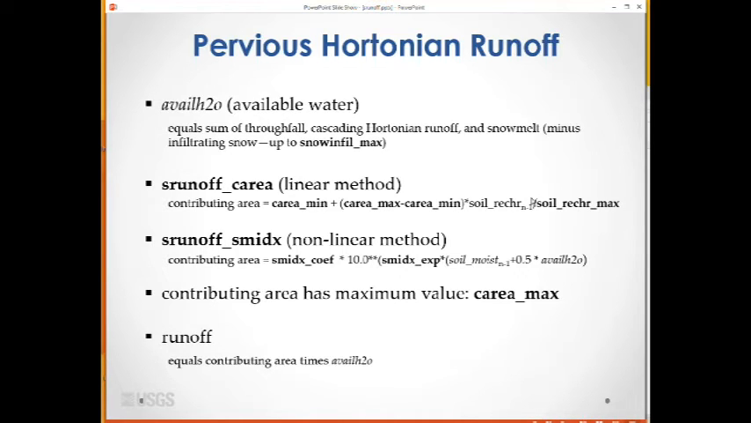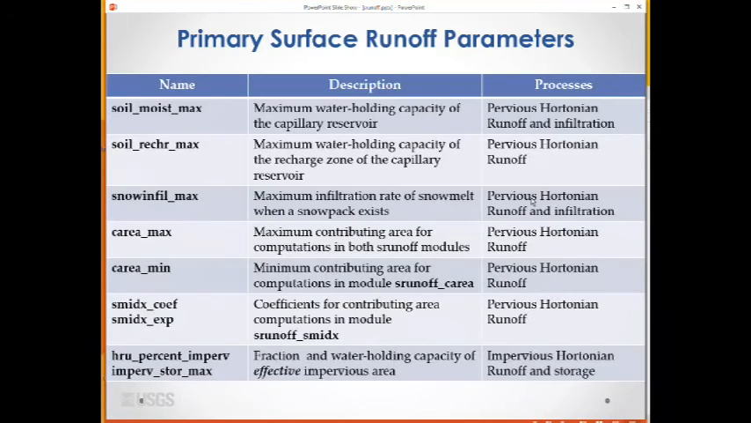Users select one of the modules using parameter S-runoff module that is specified in the control file. The algorithms compute contributing area based on parameters that are specified in the parameter file. Parameters are shown in bold font and described on the next slide. Hortonian runoff is computed as the contributing area times the available water. This slide shows the primary parameters that control pervious Hortonian runoff and impervious computations.